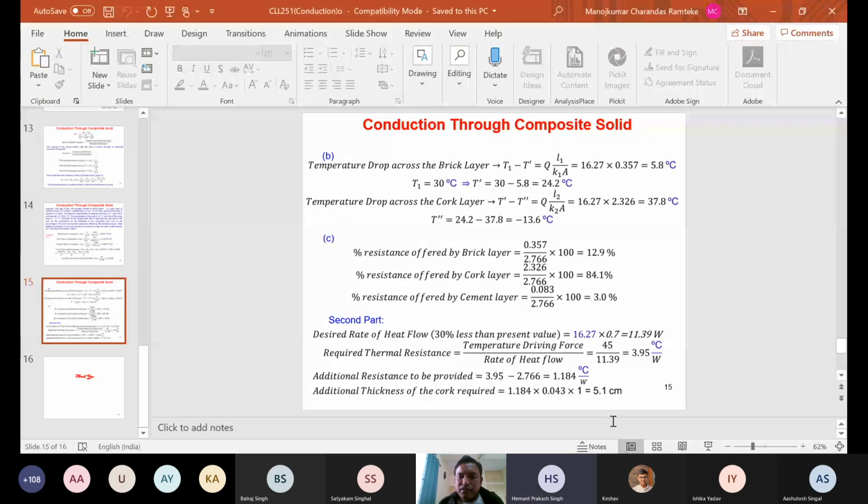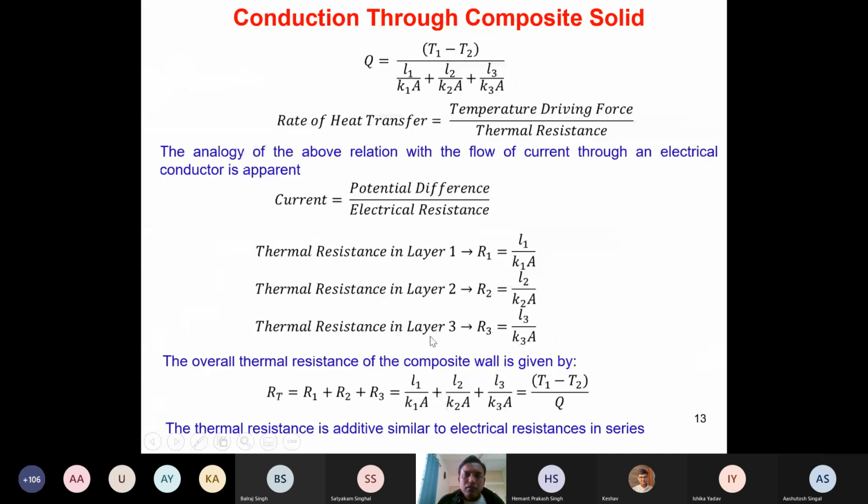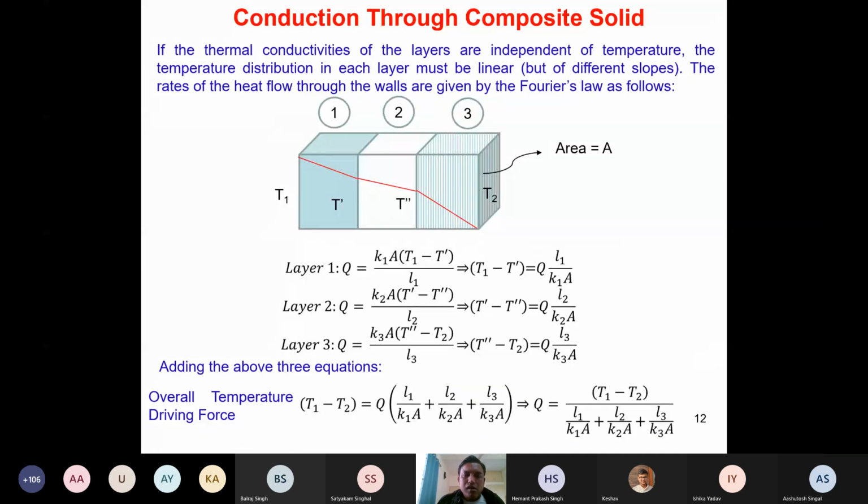How Q is same? Yes. Let me just go. Okay. So why Q is going to be same? Remember, what is being said here is steady state. This word steady state is important. So that means the heat transferred from layer 1 should be same as the heat transferred to layer 2 and layer 3, because it's steady state, isn't it?